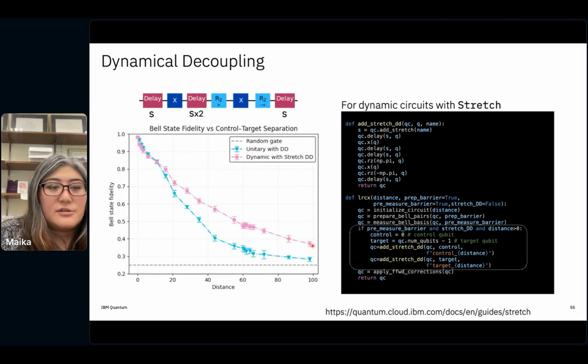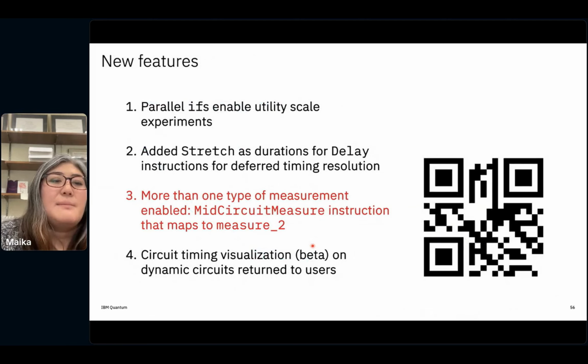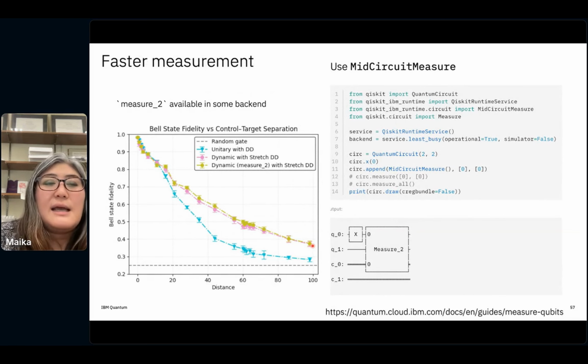So the plot is getting a little crowded, so I'm just going to remove all the non-DD cases and want to introduce you to another feature, which is a mid-circuit measurement feature. I mentioned before we only had one type of measurement, which is just the measure instruction, but now we have mid-circuit measure, which maps to measure 2. Measure 2 we have rolled out to several backends, and it's typically faster than the typical terminal measurement. This is just code that I took from the measure qubits documentation.